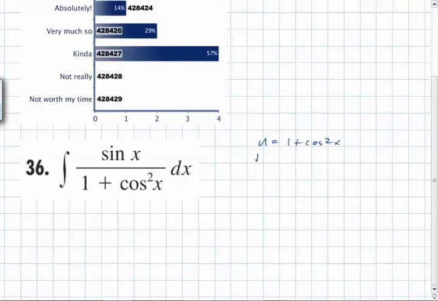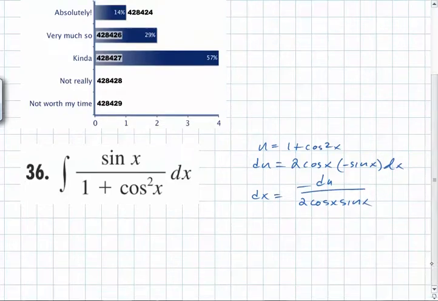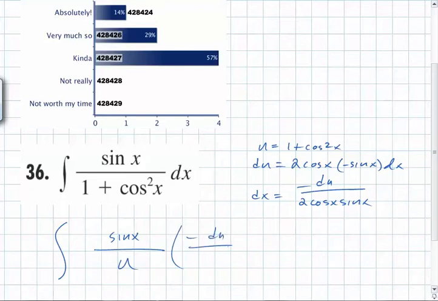Okay, so du is equal to 2 cosine x times what? Negative sine x dx, thank you. So you know that dx is equal to du over 2 negative cosine x sine x. Sound good? Yeah, looks pretty good. So now you do the substitution. So you end up with what? Sine x over u times negative du over 2 cosine x sine x.